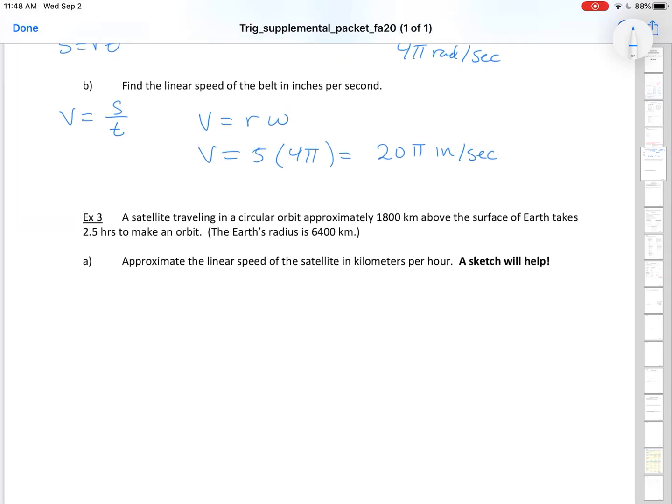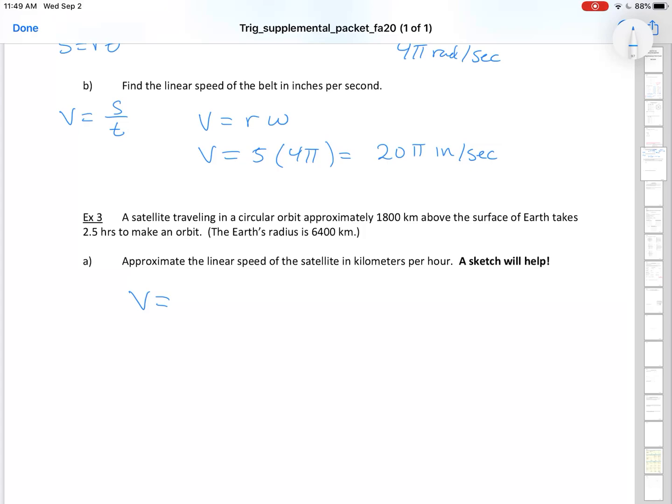A satellite's traveling in a circular orbit approximately 1,800 kilometers above the Earth's surface, and it takes 2.5 hours to make a complete orbit. Okay, so let's talk about that. We want to approximate the linear speed in kilometers per hour. So in the end, we want to find the velocity.